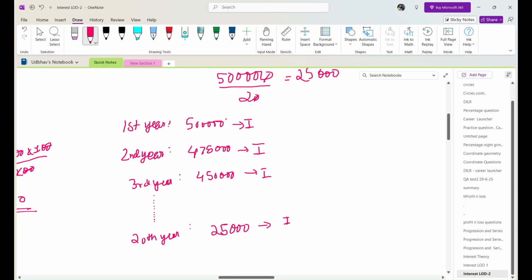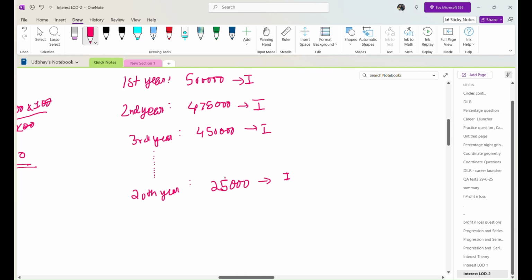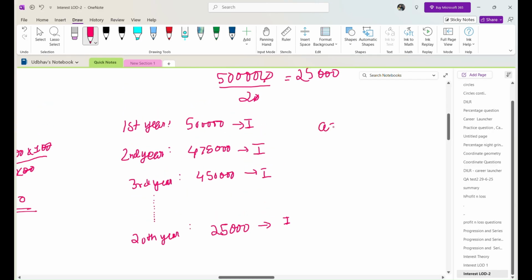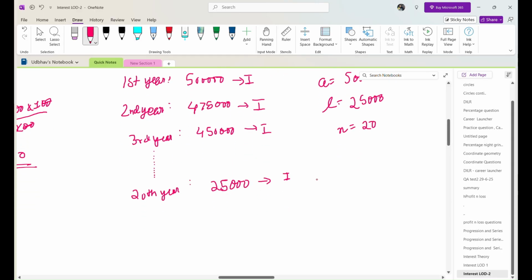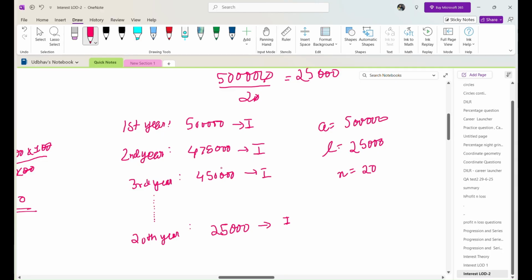So can you see the pattern in this? It is a GP decreasing. Oh, sorry, it is a decreasing AP, where the first term is 5 lakh, the last term is 25,000, and what is the total number of terms? 20. So if we want to find the total amount he'll be repaying, how do we calculate the interest?